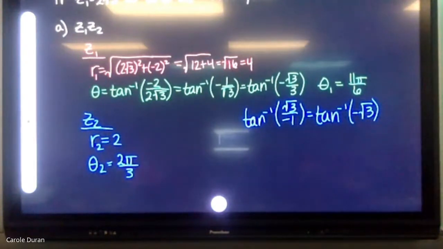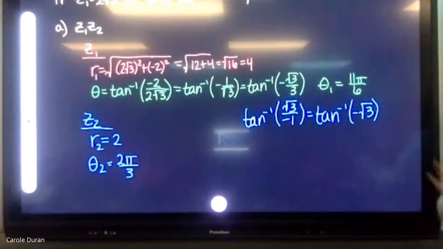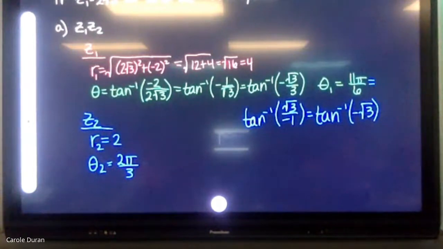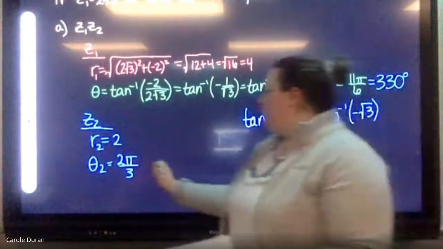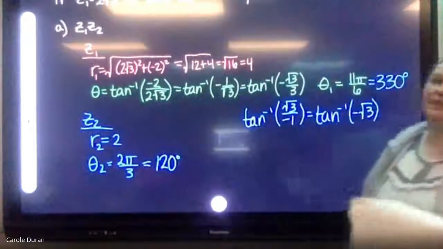For the purpose of this one, it might actually be beneficial if you change these to degrees instead of keeping them in radians, since we're going to be adding and subtracting them. If you want to keep them in radians, that's fine, but you're going to have to find common denominators and everything. So 11 pi over 6 is equal to what degree? 330. And then what is 2 pi over 3 equal to in degrees? That's going to make it much easier to compute with.